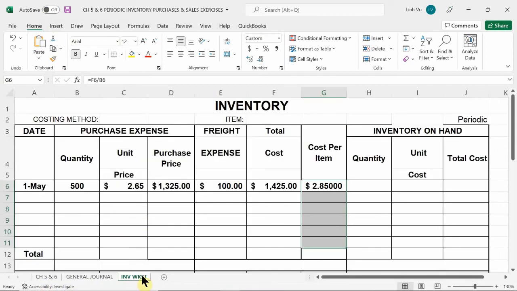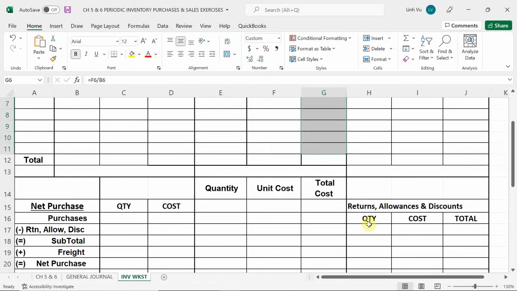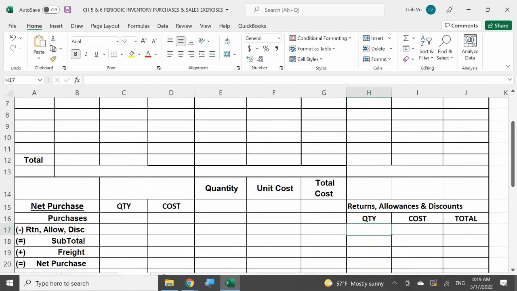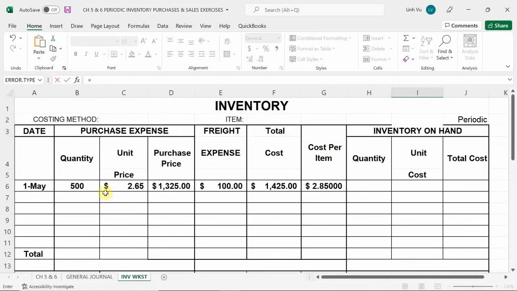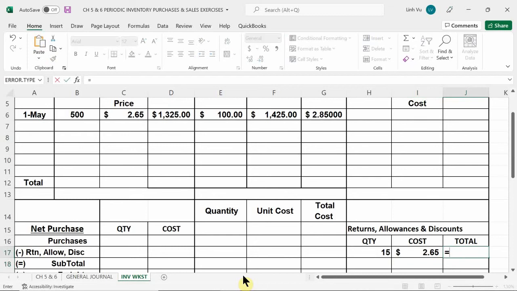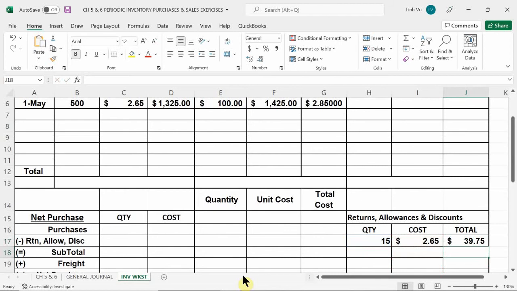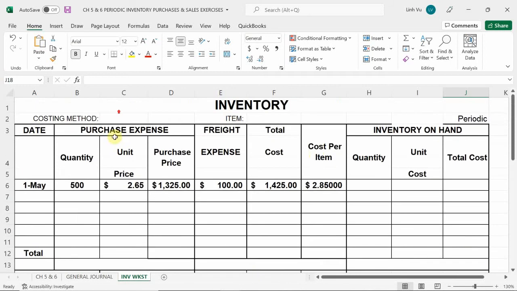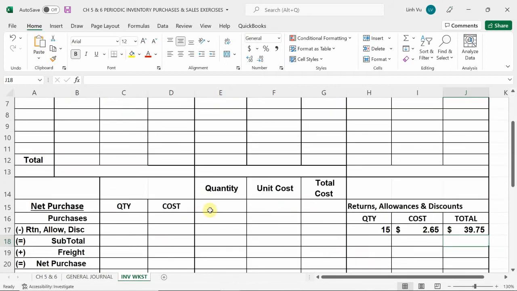So let's plug it into my inventory worksheet. In this case, we need to put this under purchase returns and allowances and discounts. So this was 15 mugs at $2.65, so my total refund is $39.75. Now in this case, because this is my purchases and that's my returns, I'm going to build myself a cost of goods available table.